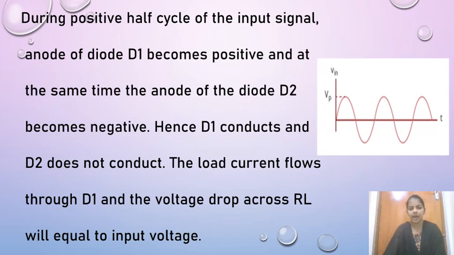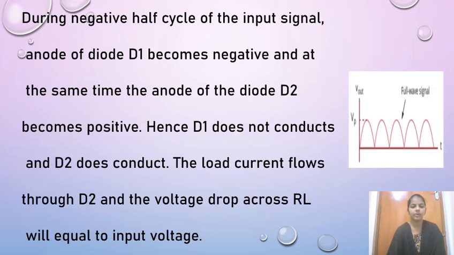The input signal has both positive and negative half cycles. For the positive half cycle of the input signal, the anode of diode D1 becomes positive and the anode of diode D2 becomes negative. Then diode D1 conducts and D2 does not conduct. Then the current flows through D1 and the voltage drop across RL will be equal to the input voltage.